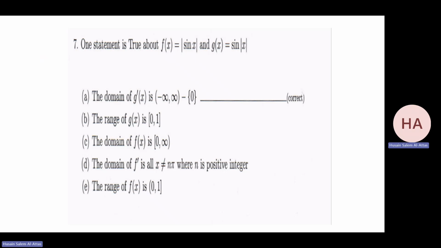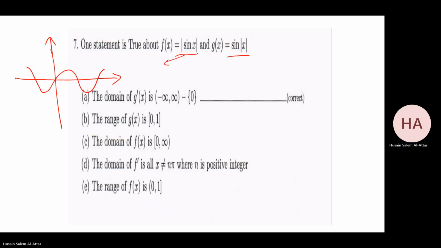One statement is true about this function and about this function. By the way, you can graph those two functions. For example, this one is sine. This way, that way. How to graph absolute value of sine x? Just this negative part, you will make it positive. So it will be the same. But here, I'll do something like this, and then continue like this.